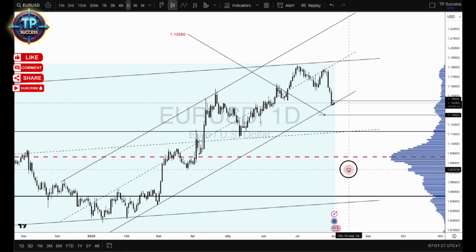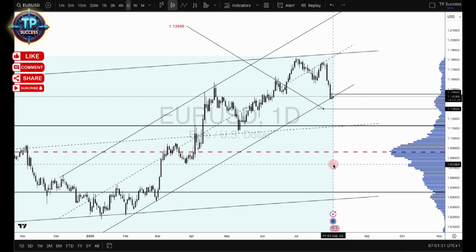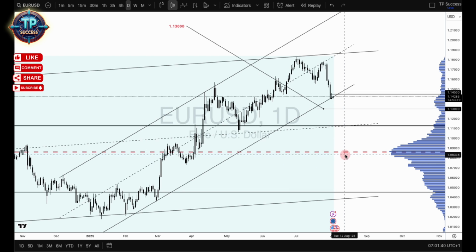So the next thing that I would want to do is say, okay, where would I want to start thinking about taking my TPs if I am in fact selling? The first thing that I would do from this level right here is, let's just see what makes the most amount of sense.